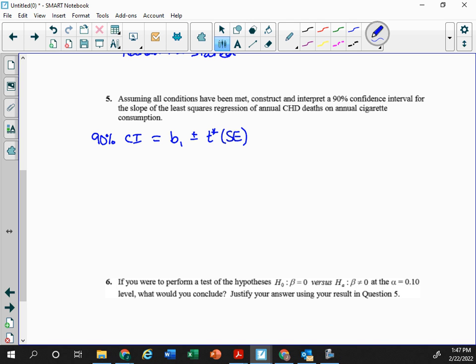Now do we go back to this? Yes, we use that computer printout for a bunch of this. So first, b sub 1, that's talking about your slope. So since you're doing a confidence interval for slope, it makes sense that slope is actually in the process of what you're doing. So that is going to be that 0.02268.